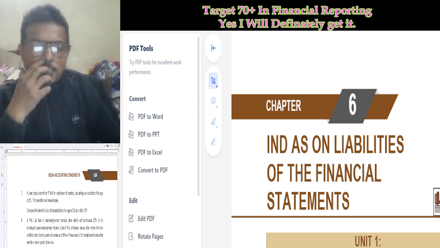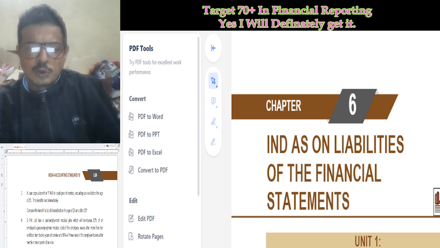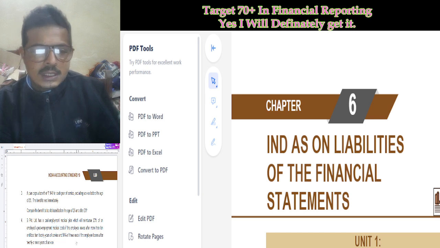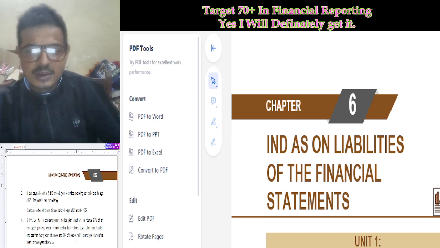Fourth question: B Private Limited has a post-employment medical plan which will reimburse 20% of the employee's post-employment medical cost if the employee leaves after more than 10 and less than 20 years of service, and 50% of those costs if the employee leaves after 20 or more years of service. So when they leave will determine the overall per year basis, 20% or 50%. How would you measure the benefit attributed for the employee's services for the first 10 years, the next 10 years, and beyond 20 years?